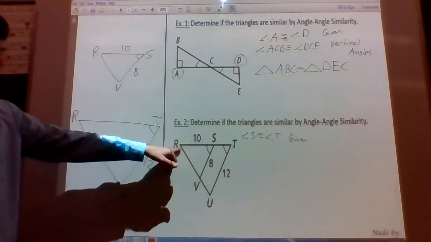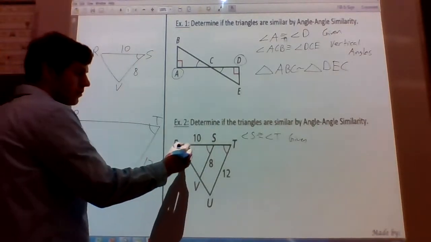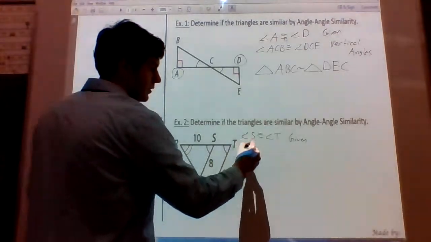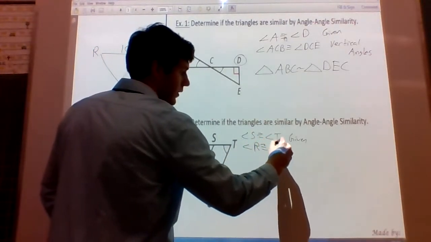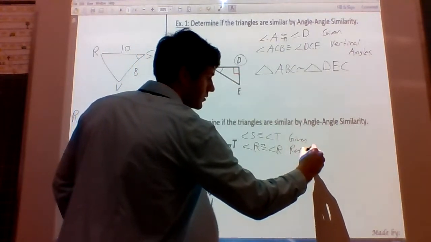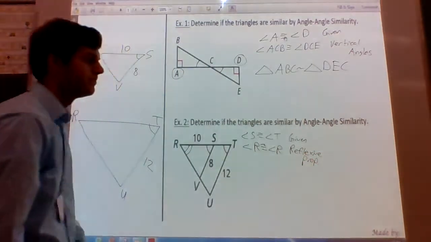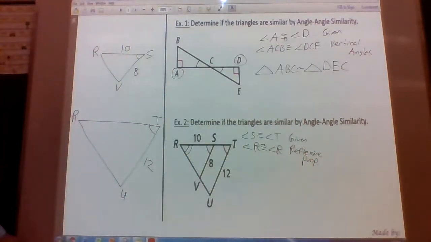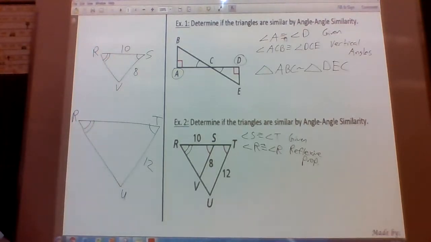Well, we know angle R is going to be congruent to angle R by the reflexive property, right? All angles are equal to themselves. So angle R is congruent to angle R by the reflexive property of congruence. Angle R is congruent to angle R.